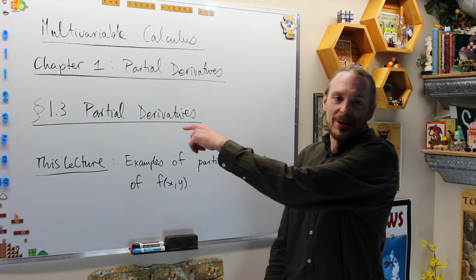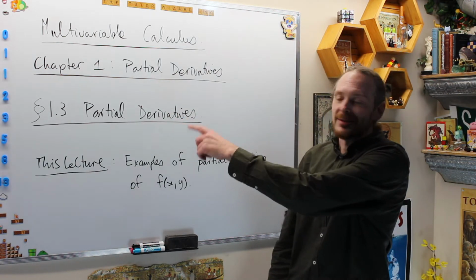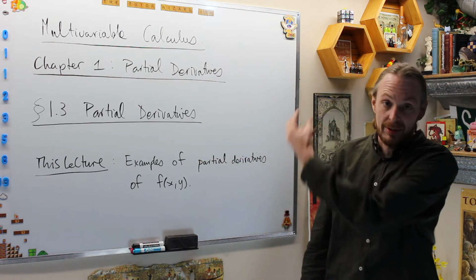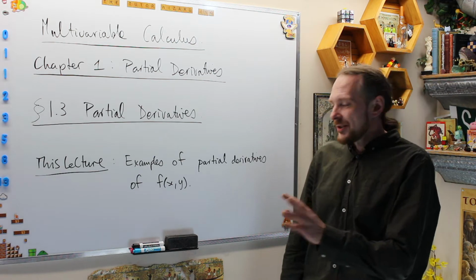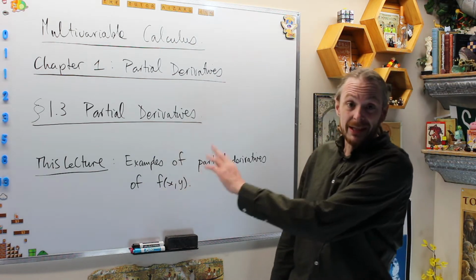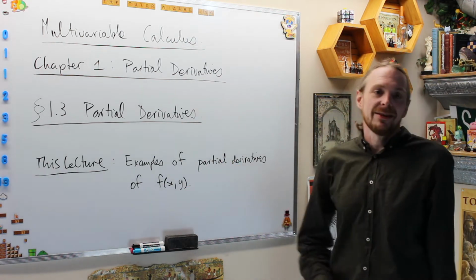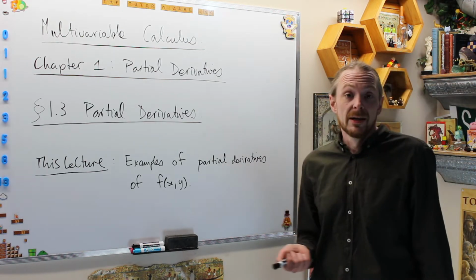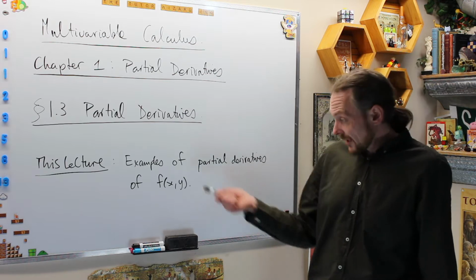Partial derivatives appear early in this chapter. We're not done this chapter. They appear early because these are the tools that we're going to use for everything else coming up. We need to know the rate of change of a function of more than one variable in each direction. Today, in this lecture, all we're going to do is a bunch of examples of partial derivatives of a function of two variables, f of x, y.